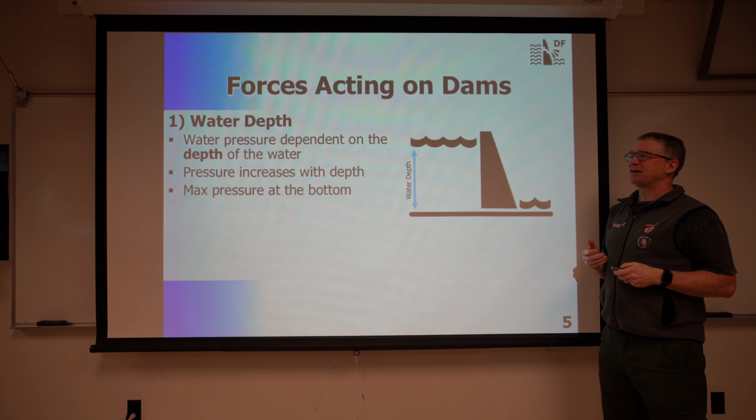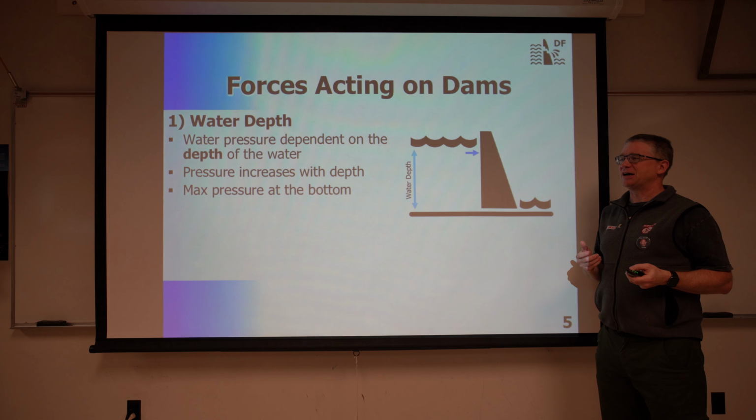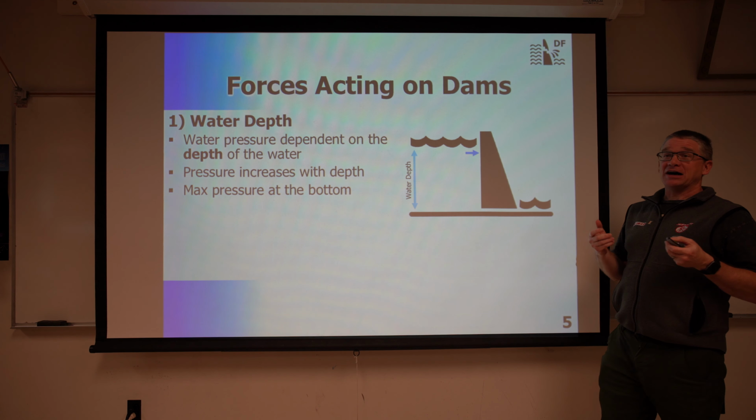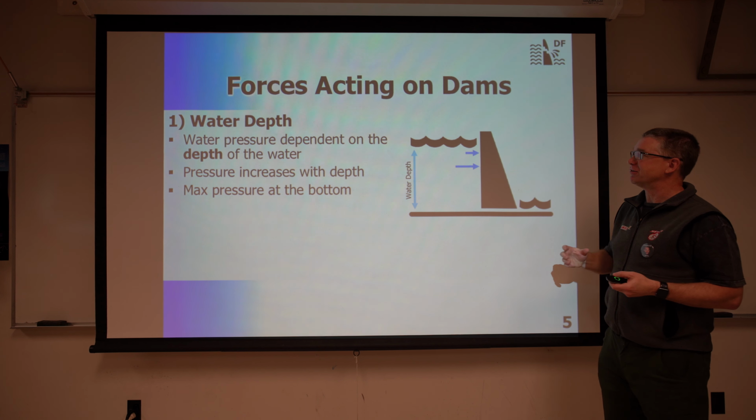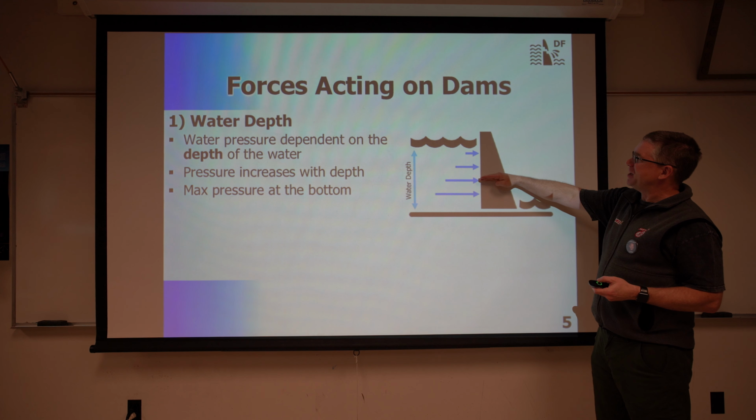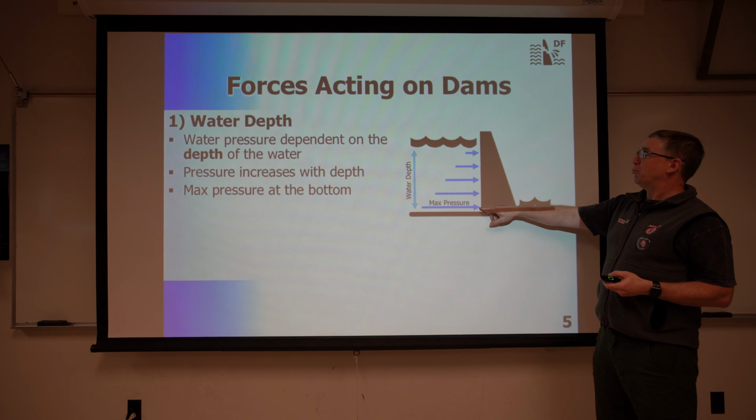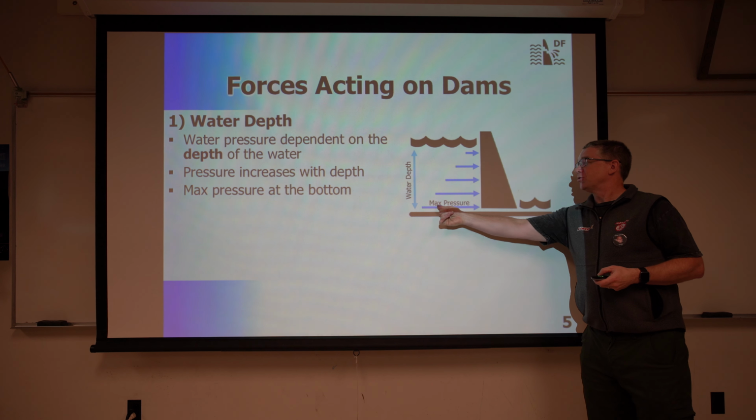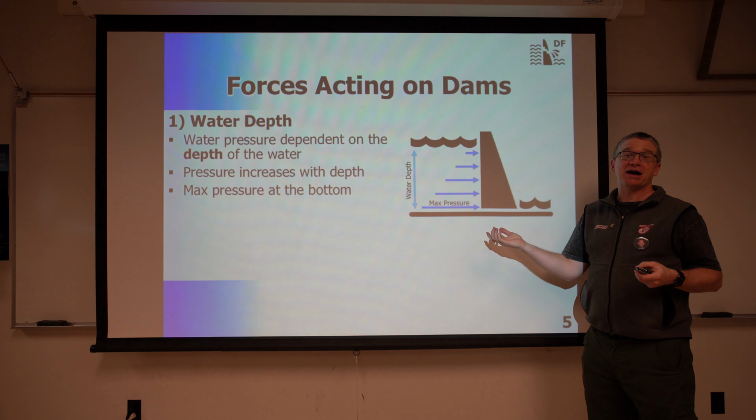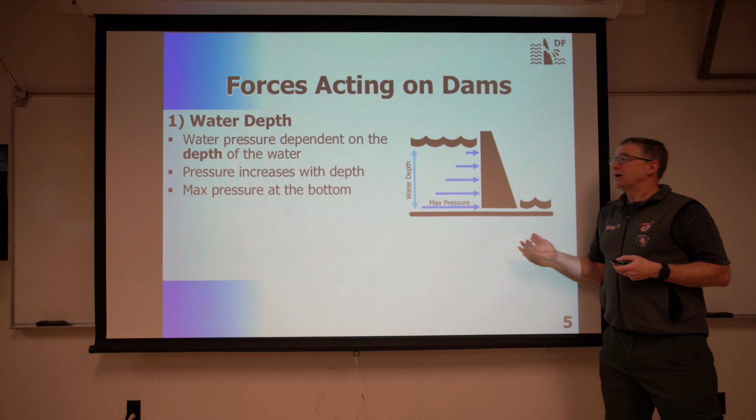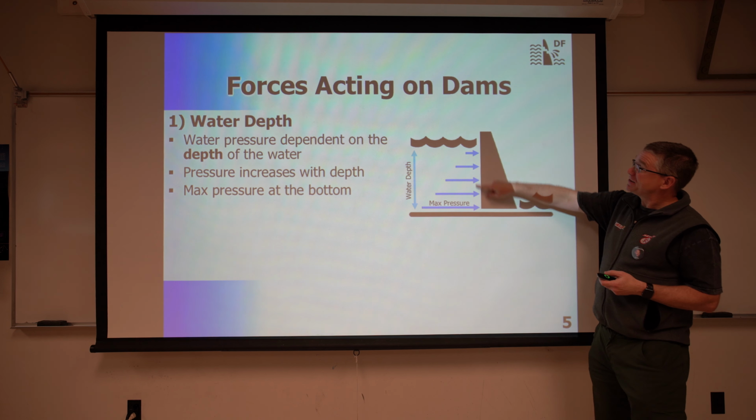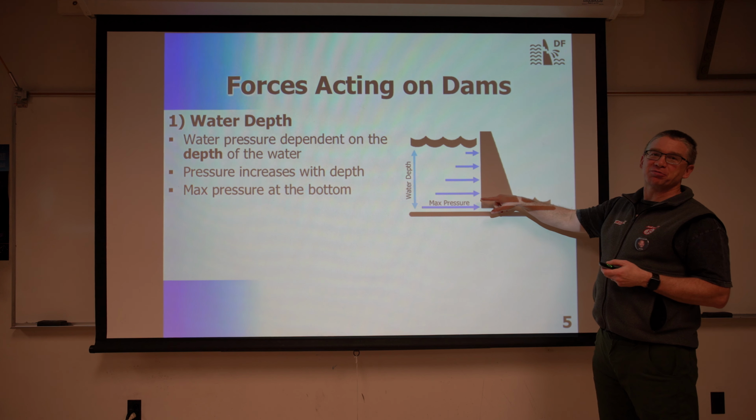This is something that you probably realized if you've ever been in a swimming pool and you dive deep, as you go down towards the bottom of the swimming pool, you feel more pressure on your ears. Well, same thing with the dam. As you go deeper and deeper, you get more and more water pressure as you go down. The arrows here represent the pressure, and the longer the arrow, the more pressure you have acting on the dam. And so the height of the water dictates how much pressure is on the dam.